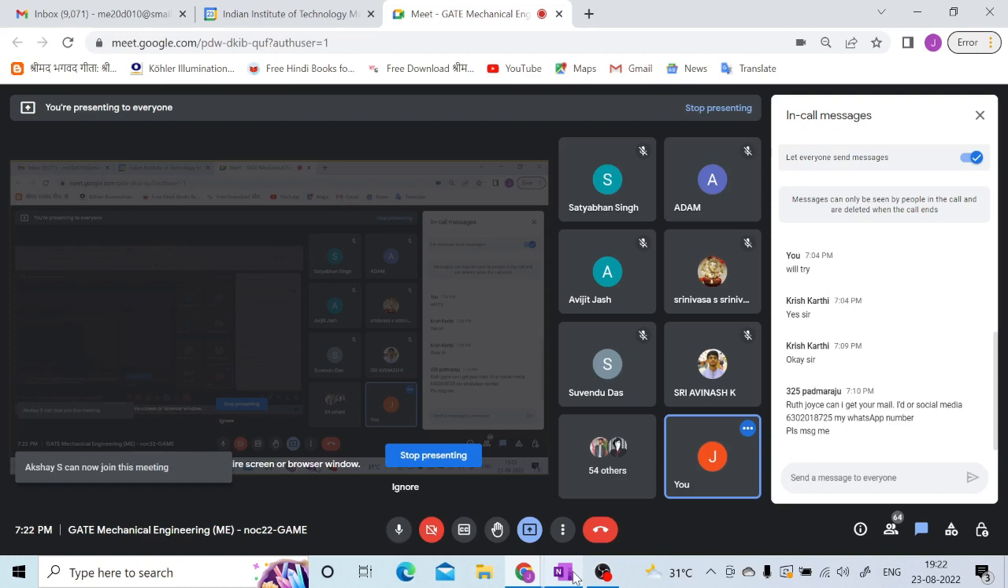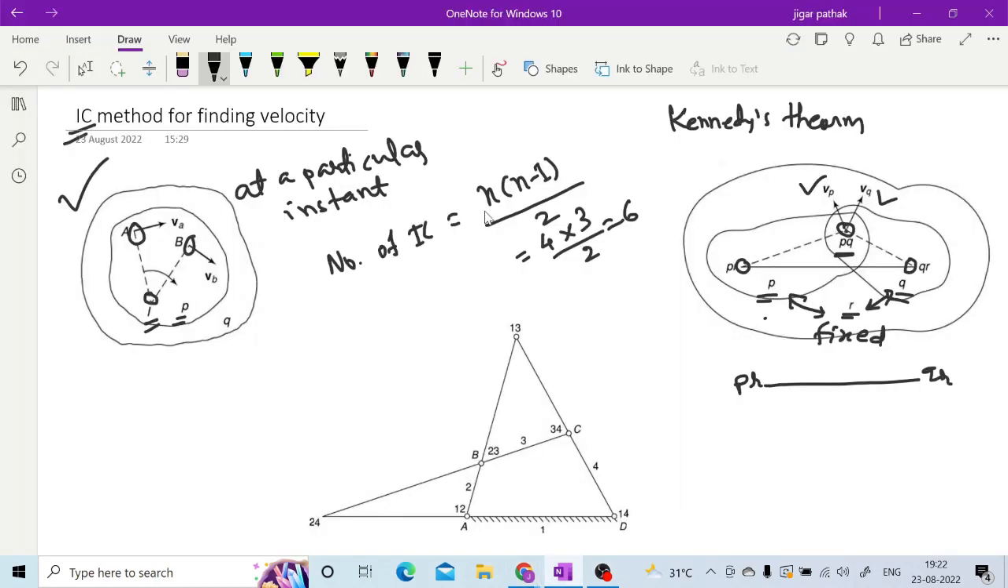Yes, sir, the formula for the number of instantaneous centers is NC2, right? Or you can say n into n minus 1 by 2, same thing. So here 4 into 3 by 2 is 6 only. If you take the mechanism shown in the figure, links 1, 2, 3 and 4, there are 4 links, so you will have a total of 6 instantaneous centers.